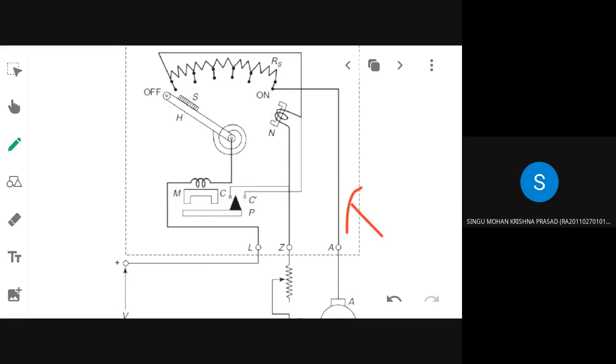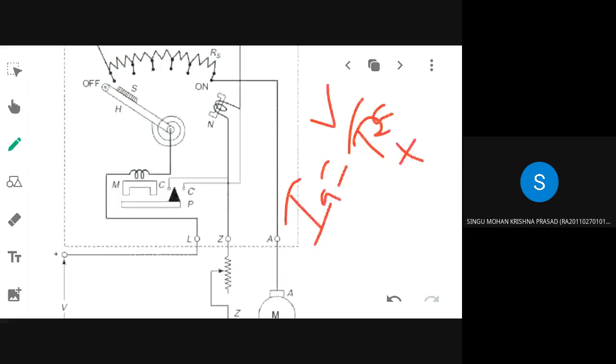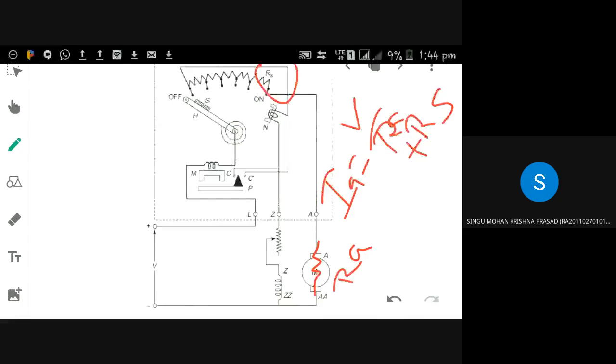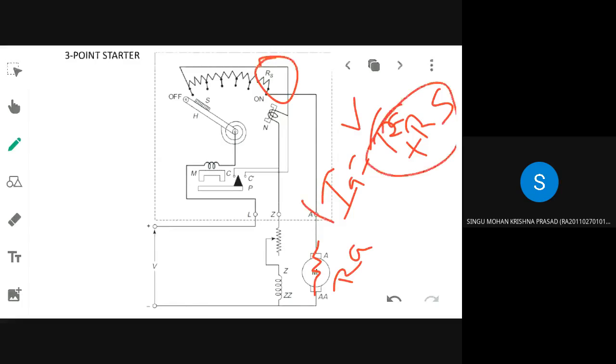I told you I want to limit Ia during the initial starting condition. So I will be adding an extra amount of resistance to this armature resistance. Here you will be having the armature resistance. In series with this armature resistance, I am going to add the extra resistance value, that is Rs. So if I add the extra resistance, what will happen to the current? It will reduce. So that is what I am going to do.